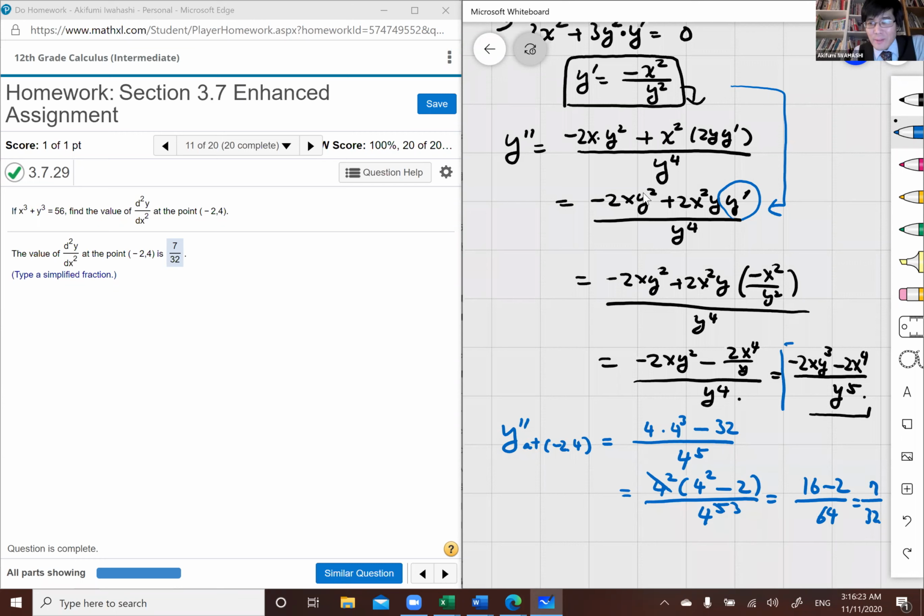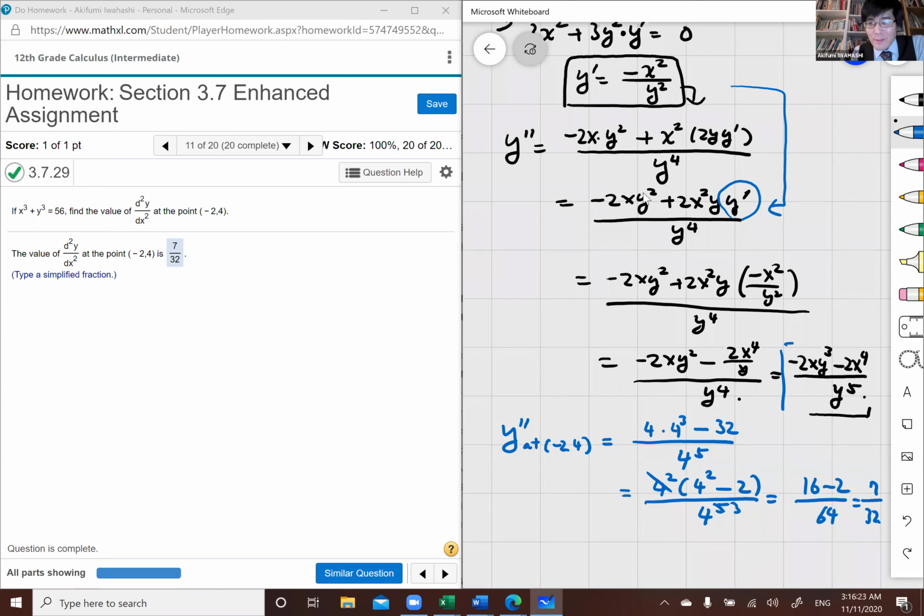Okay. Well, how about this? We don't know what this is, but you know that y dash at (-2, 4) as well. So you can find y dash at (-2, 4) from here. So at (-2, 4), y dash is going to be -4 over 16, which is -1 over 4. And you can use this value to plug in here.